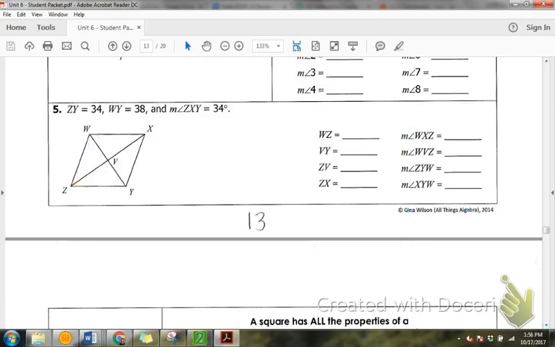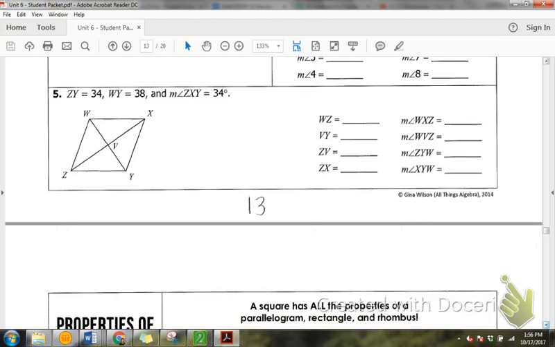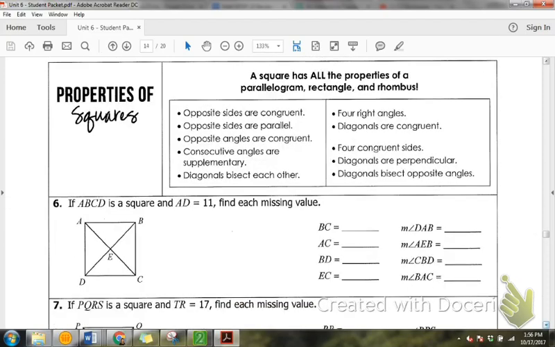In a square, everything just matches up so nicely. It says a square has all the properties of a parallelogram, a rectangle, and a rhombus. So everything we've learned so far about diagonals and right angles and all that kind of jazz is true in a square. Everything works nicely in a square. Now, let's talk about this, though. Let's quickly draw a square.